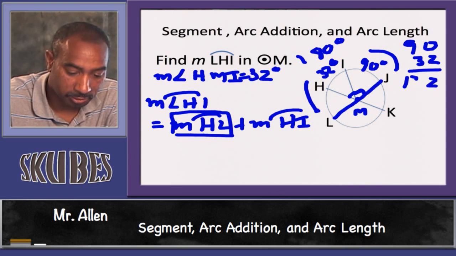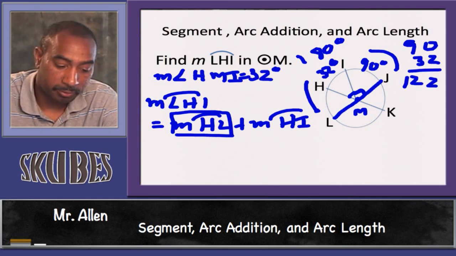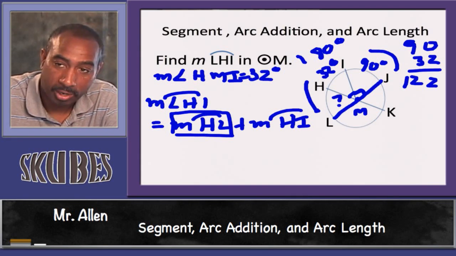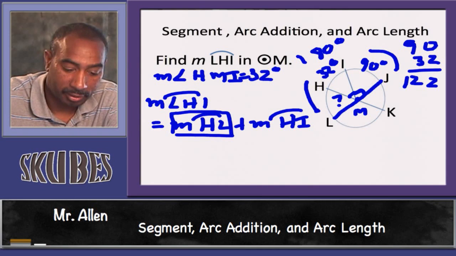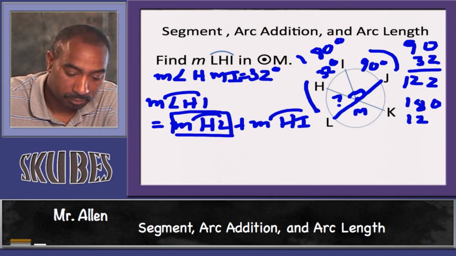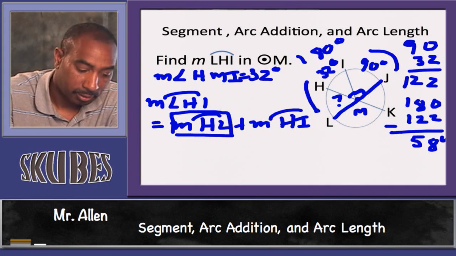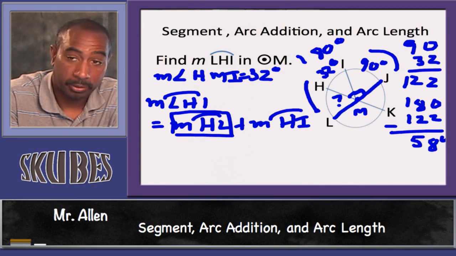So you should get 122. And what you want to do in order to get what this angle is, you have to subtract 122 from 180. And when you do that, you're going to get 58 degrees, which means that this is 58. So you can put it into the formula.